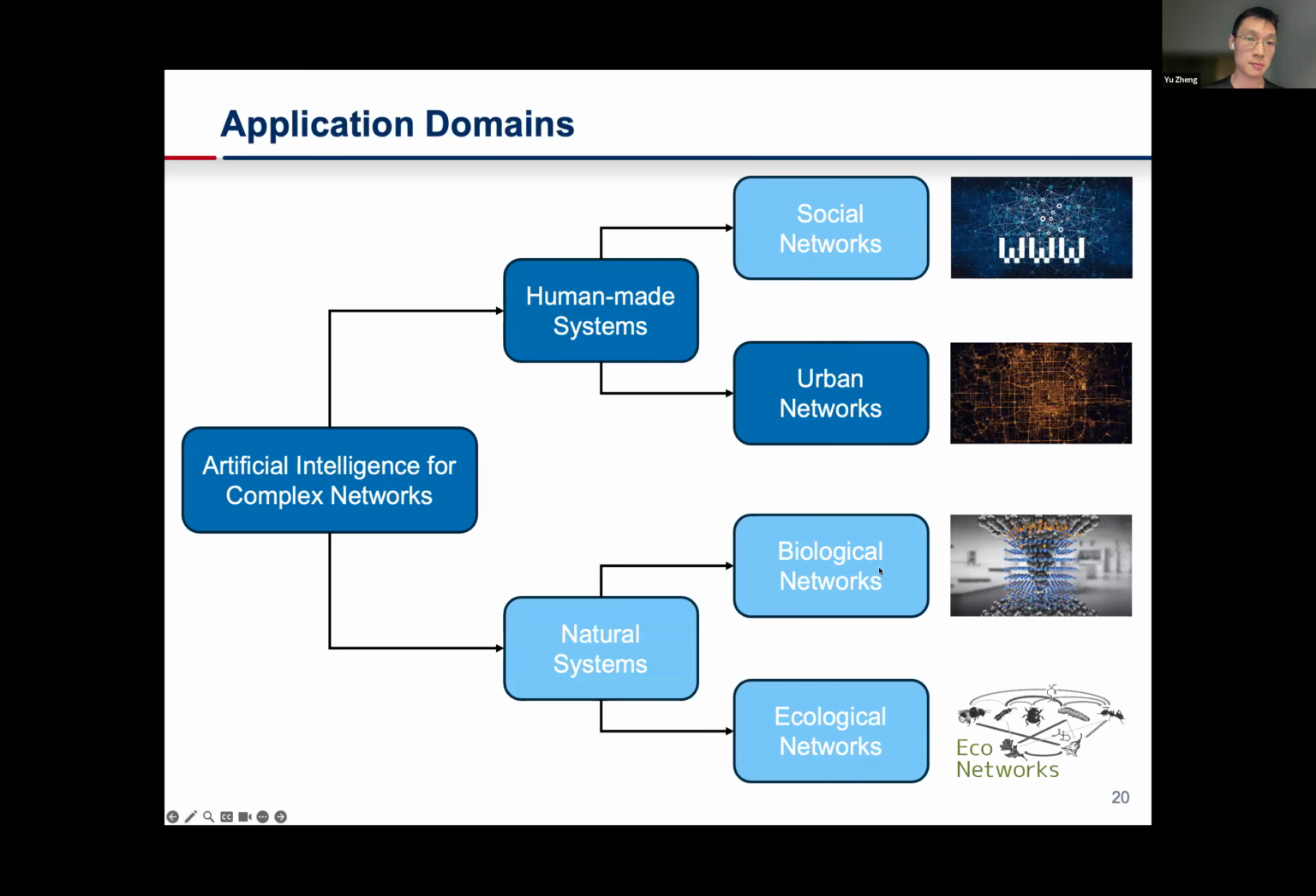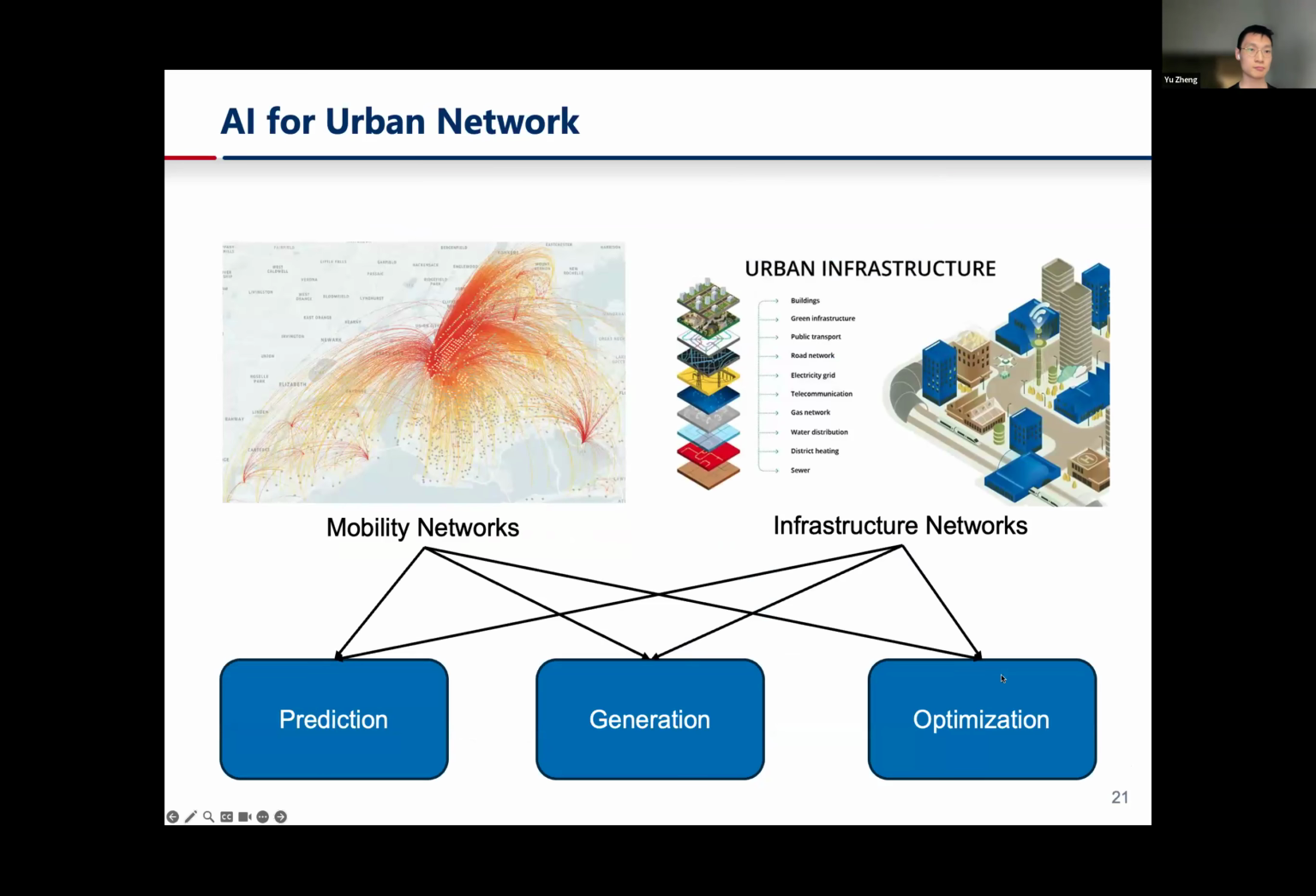And the second human-made system we'll introduce is urban networks. So there are basically two categories of urban networks. First are the mobility networks generated by human movement within the city. And the second category is the infrastructure networks of the cities, which can be the road networks, land use networks, or water or power grid networks.